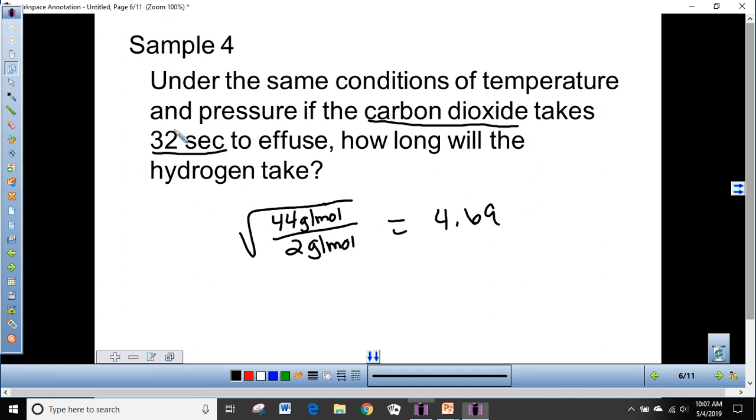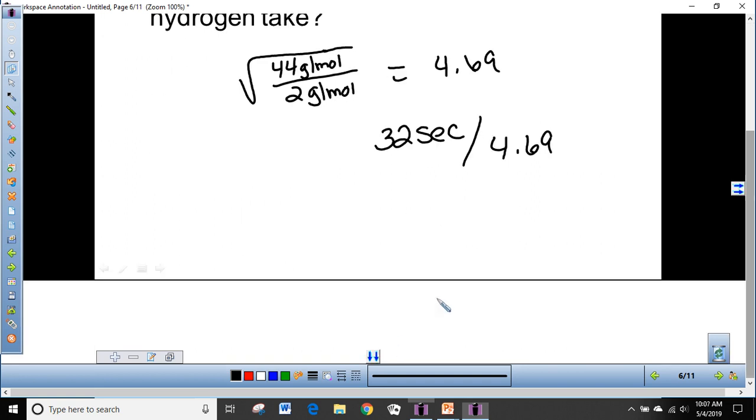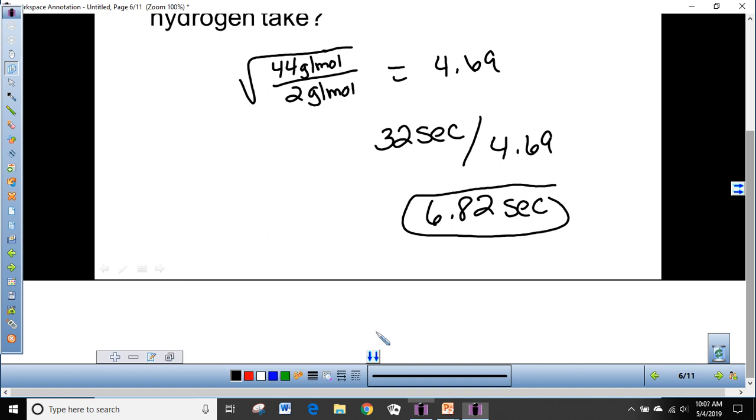You're going to always start with this, like a while ago we started with the meters per second, so always start with this and use that second. We're going to take that 32 seconds. We're not going to multiply, because if we multiply we're going to get a bigger time. We want a smaller time. And we are going to divide by the 4.69. This again doesn't have units, so I get 6.82 seconds. So time is a little bit different.